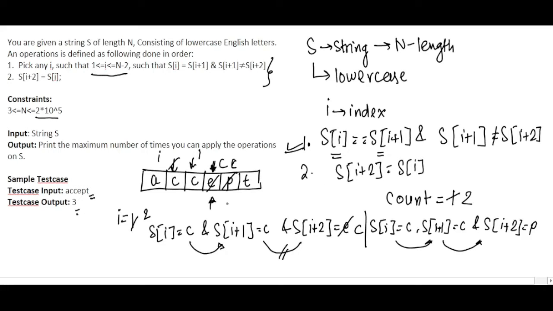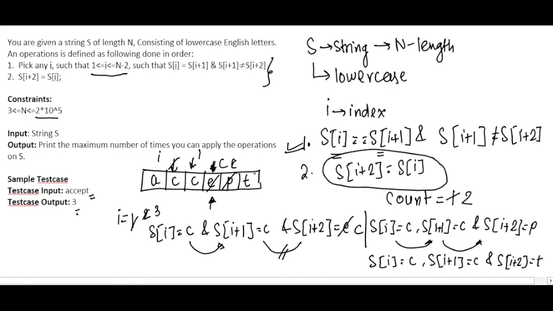Now count becomes 2 and we increment i again, and i comes to the end, that is n minus 2. And when i points to n minus 2, then s of i is equal to c, s of i plus 1 is equal to c, and s of i plus 2 is equal to t. Okay, so when this happens, our first condition is satisfied, then we go for the second condition and we make that t value c and increment the count to 3.